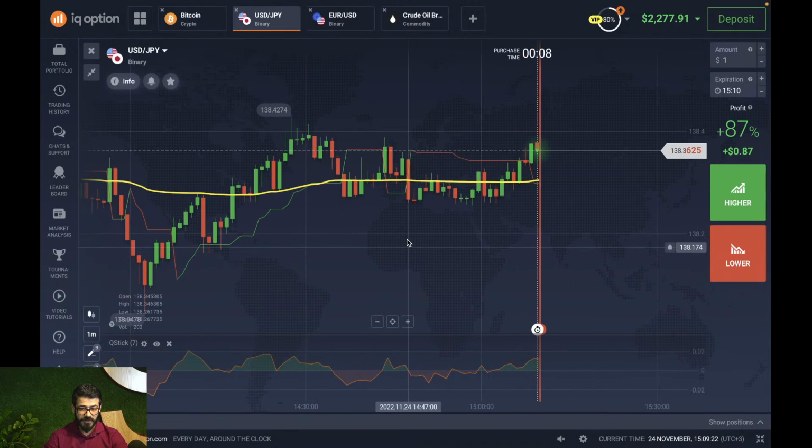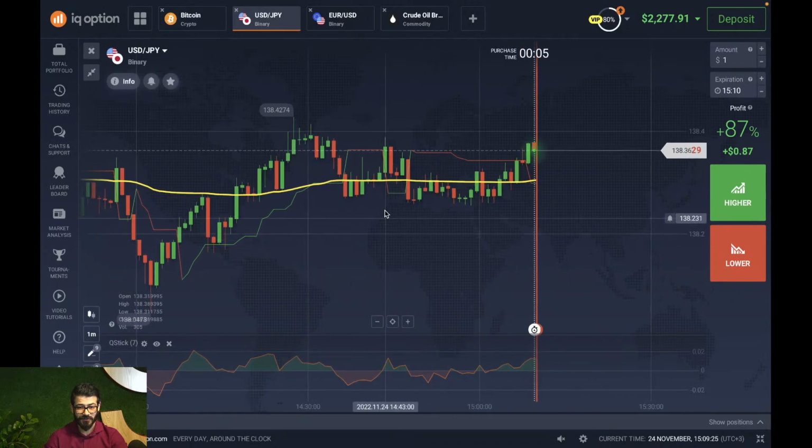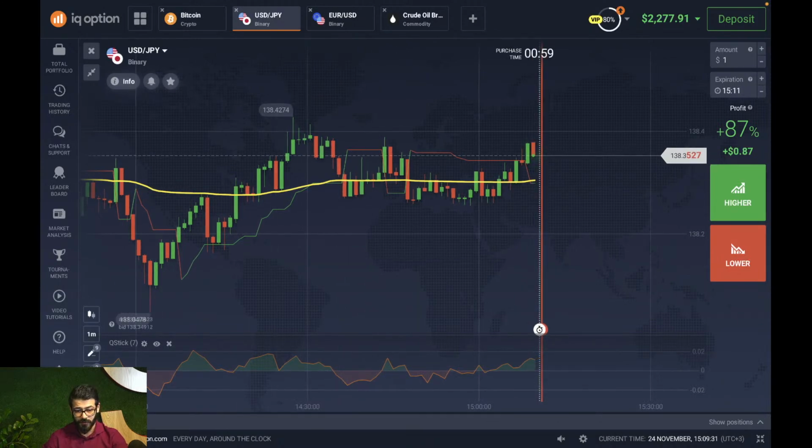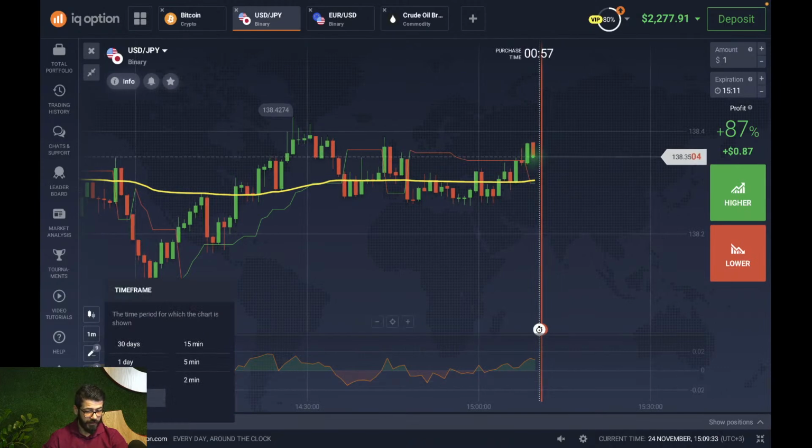However, now it seems like the triple trend strategy is entering into a ranging market, as we can see here from the moving average and everything else. So one thing we can do here, again, we can use one of our ranging market strategies.